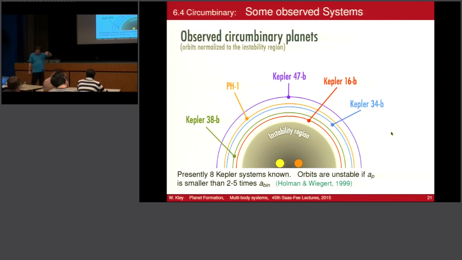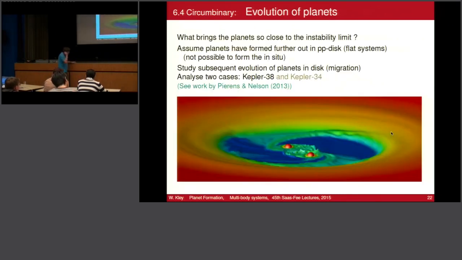Okay, and these planets are all very close to this region. Yes, these are the observations. And the question is now, how do we get these? How do we make these planets there? Sorry, my ear is somewhat stuck here. Okay, how do you make these planets there?